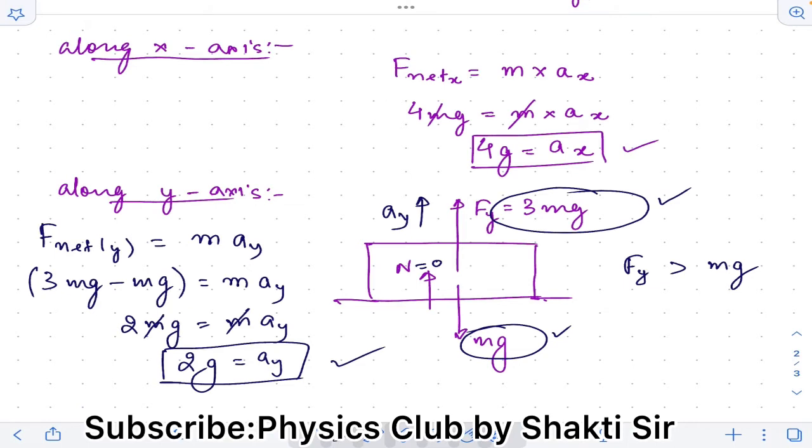So to calculate the net acceleration of the block, we solve it something like this: the square root of acceleration along the y-axis squared plus acceleration along the x-axis squared. This is the magnitude of the net acceleration of the block.